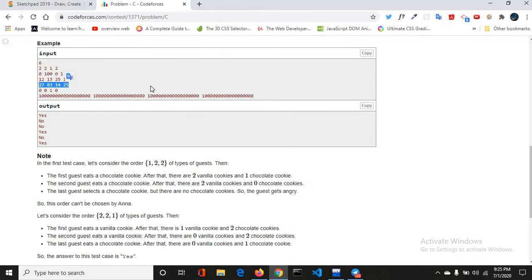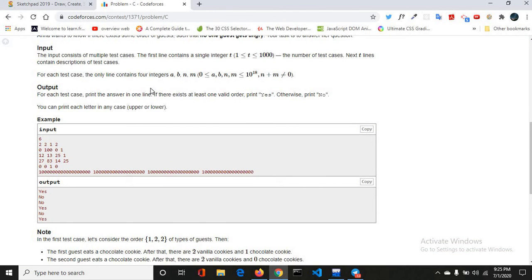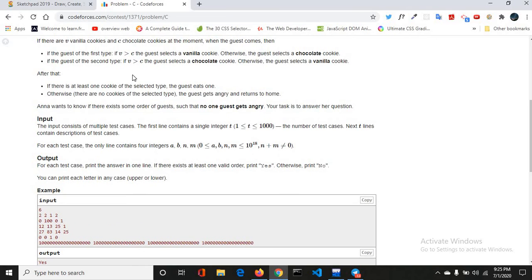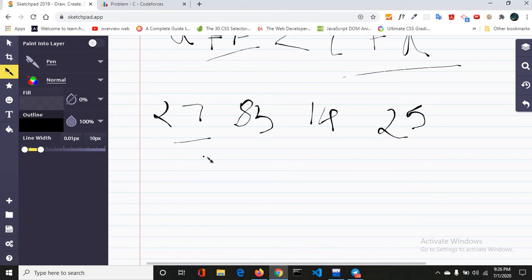So if the vanilla cookies are less than the chocolate cookies, I will first satisfy the second guest. The second type of guest will select the vanilla cookies, correct? So what I will do is, the second type of guest always selects the vanilla cookies.